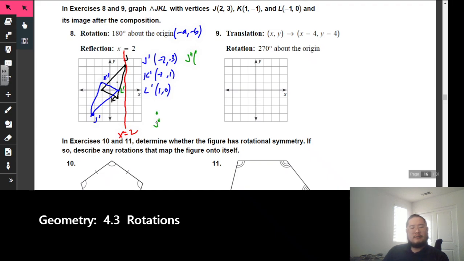So we'll go ahead and put J double prime. Now where exactly is that? We have 1, 2, 3, 4, 5. That'll be 6 and negative 3.